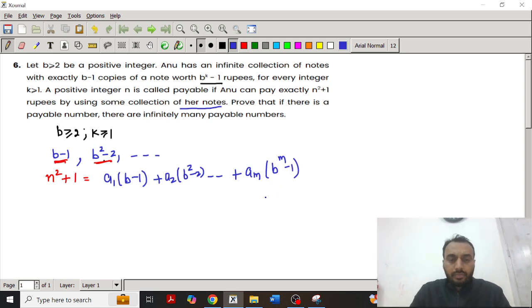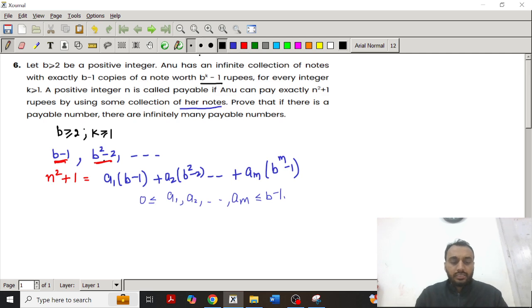तो लेट्स से हमने b पावर m माइनस 1 वर्थ रुपीज तक के नोट को यूज करके n स्क्वेयर प्लस 1 को इक्वेट कर दिया. लेट्स से ये है हमारे पास n स्क्वेयर प्लस 1 अगर अचीवेबल है, मीन्स हम n स्क्वेयर प्लस 1 रुपीज यूजिंग दिस बना सकते हैं. अब यहाँ से एक और कंडीशन है a1, a2, am पे, कि ये सारी वैल्यूज 0 से b माइनस 1 तक हैं ना.